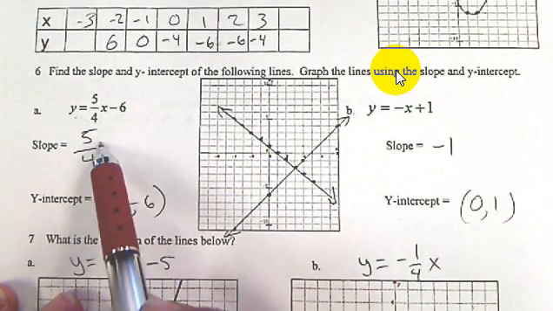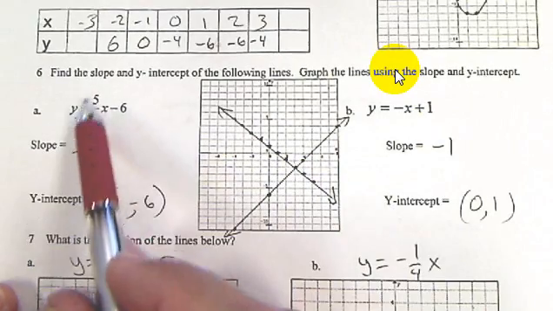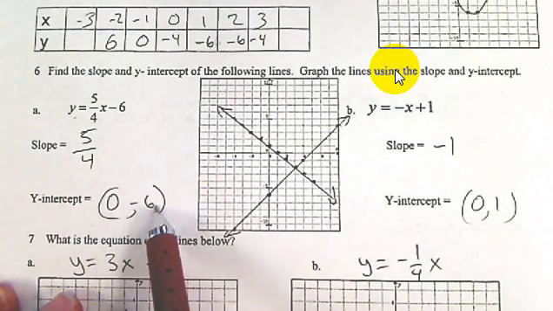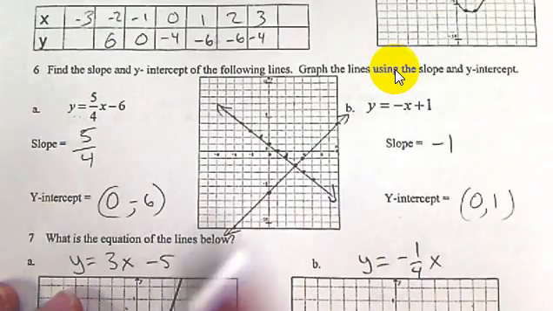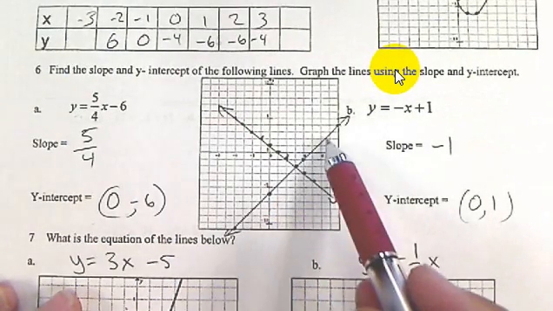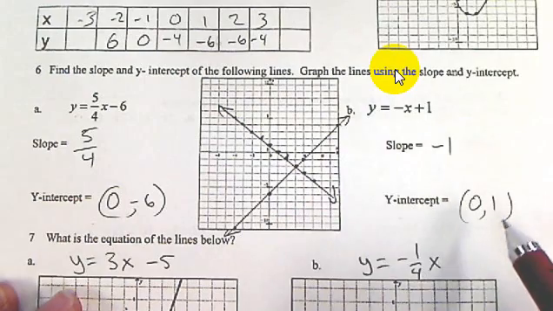Slope. Make sure you don't put the x there because it's just the number that's in front of the x. And remember, the y-intercept's a point. 0, -6. So 0, -6, go up 5 over 4. Up 5 over 4. Up 5 over 4.